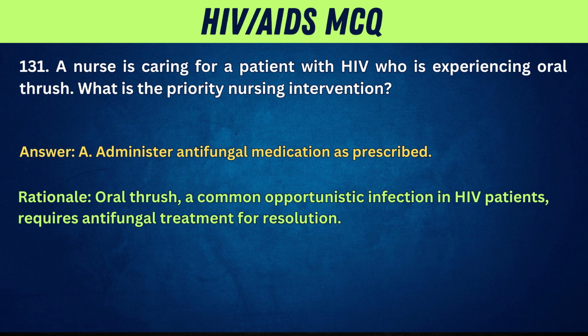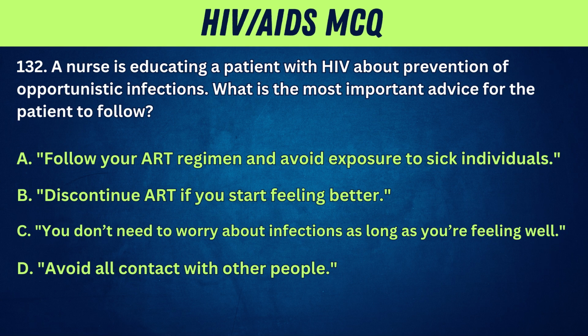Rationale: oral thrush, a common opportunistic infection in HIV patients, requires antifungal treatment for resolution. 132. A nurse is educating a patient with HIV about prevention of opportunistic infections. What is the most important advice for the patient to follow?